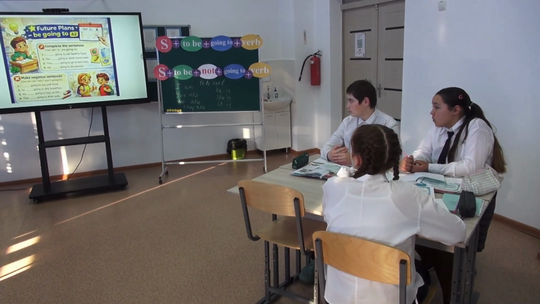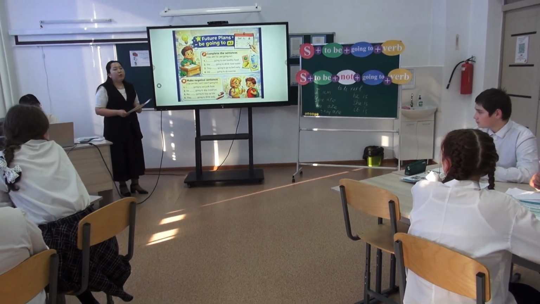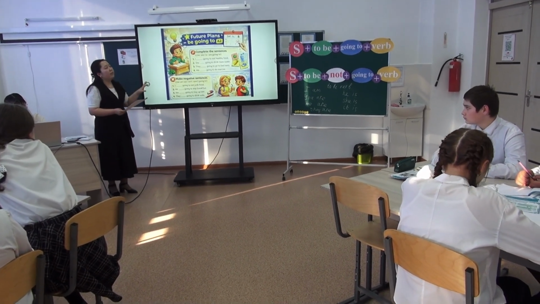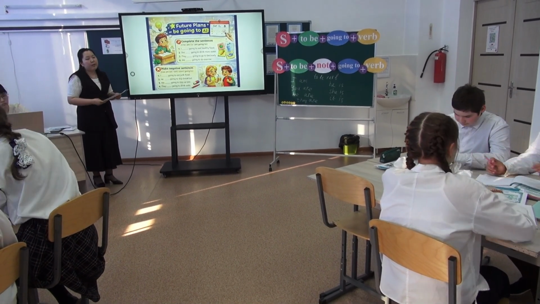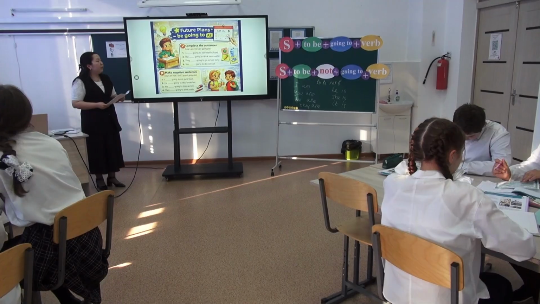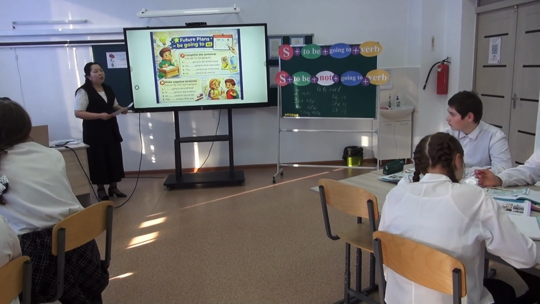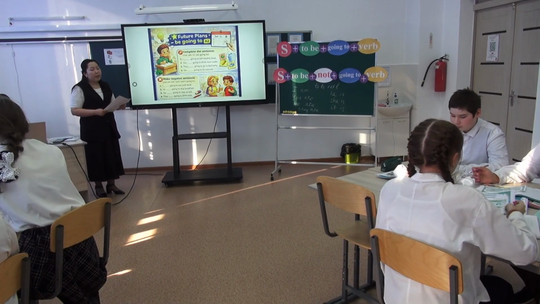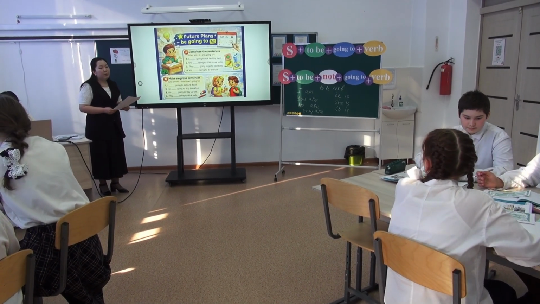So, now, if you have all the sentences right, you should put 2 points in your assessment sheet. If you have half of the sentences not correct, you should put 1 point. Okay? Если все указания правильные, то ставите 2 points.